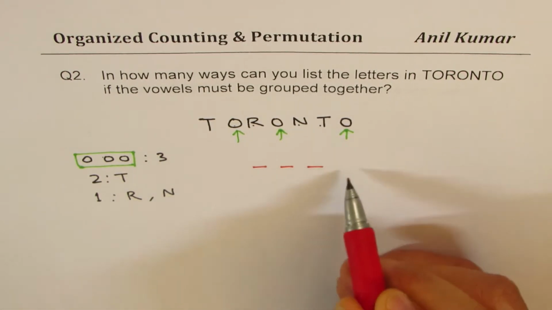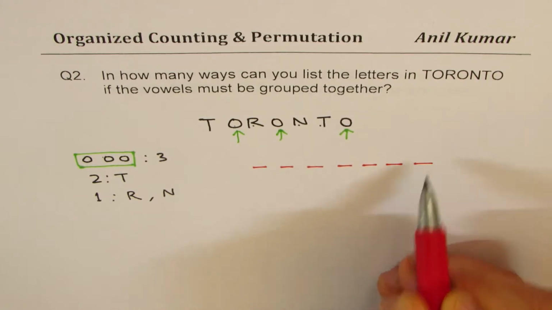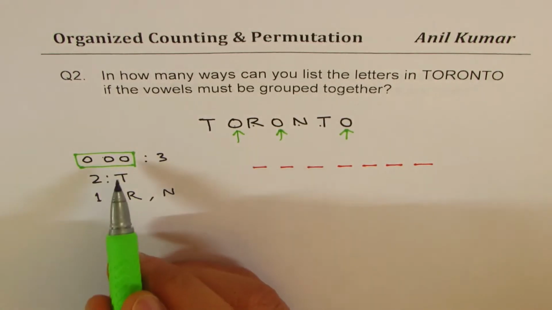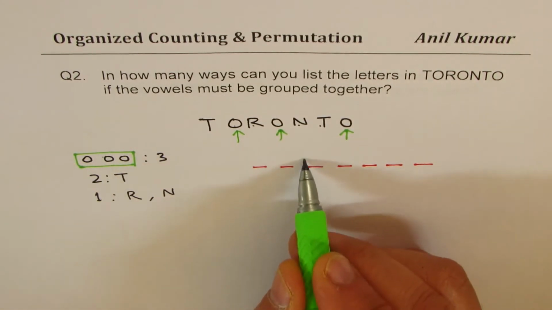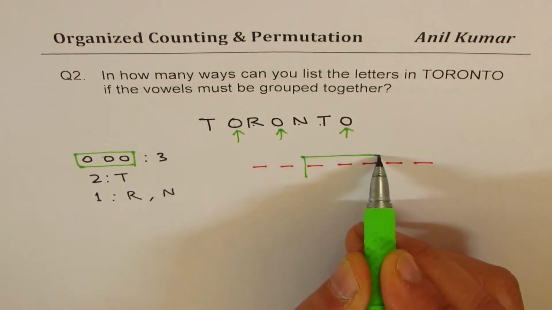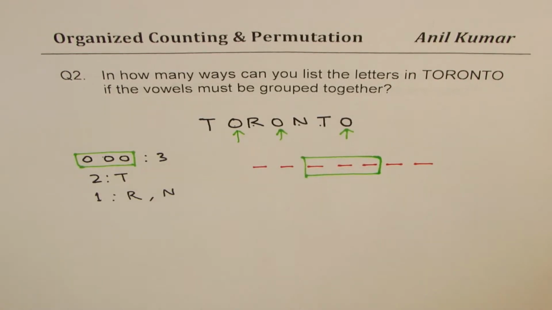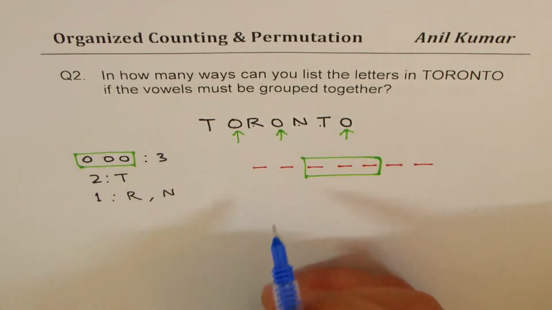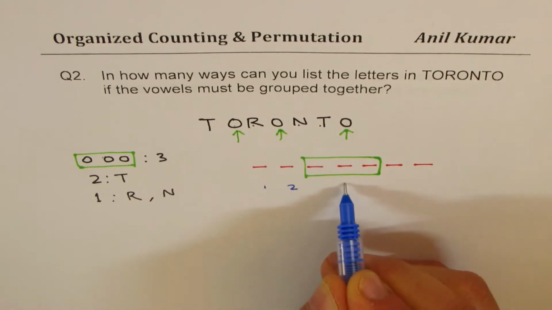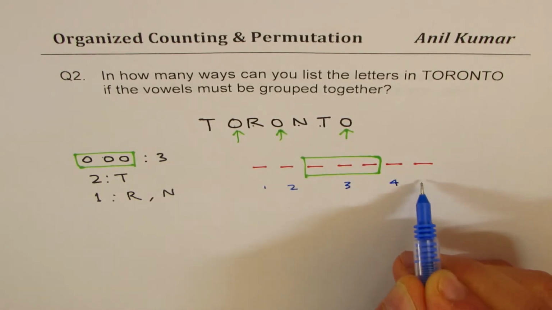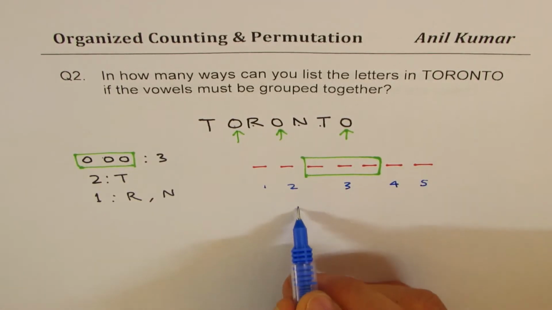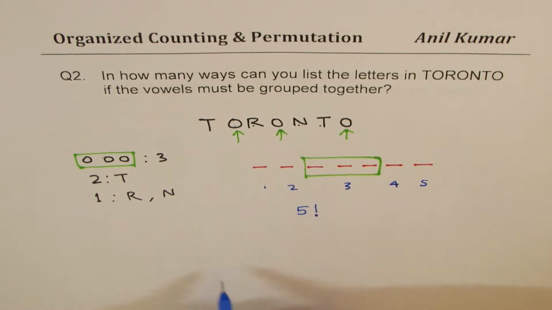1, 2, 3, 4, 5, 6, 7 positions. If they have to be together, they may be anywhere, right? So these 3 are clubbed together. So effectively, you are left with how many positions? We are left with 1, 2, 3, 4, 5 positions. So that gives you 5 factorial ways.